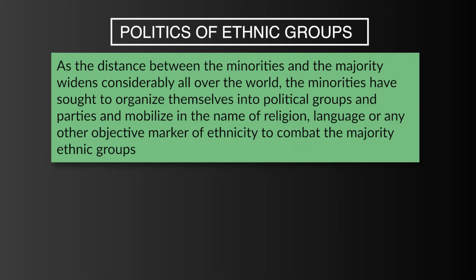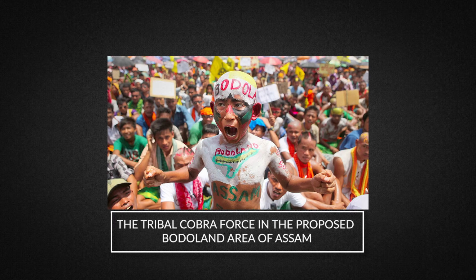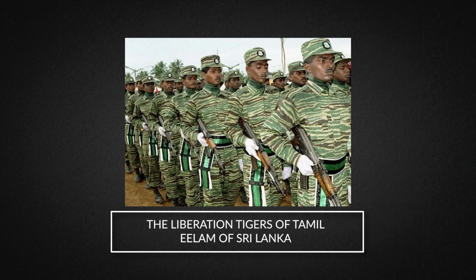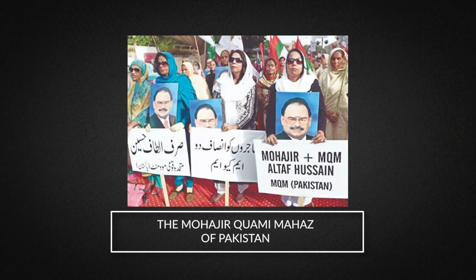In other words, minorities have sought to organize themselves into political groups and parties which use religion, language and other such objective categories to ensure a sense of security and combat the majoritarianism of the ethnic groups. For example, the tribal Cobra Force of Bodoland, or say the Liberation Tigers of Tamil Eelam in Sri Lanka, or the Mohajir Qawmi movement of Pakistan. These are three examples of political organizations that were set up by anxious ethnic minorities.